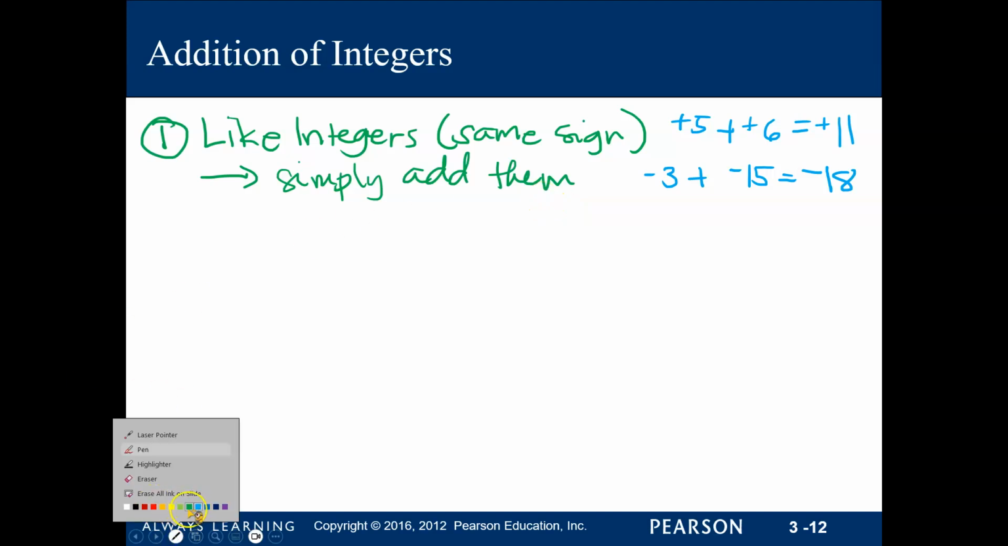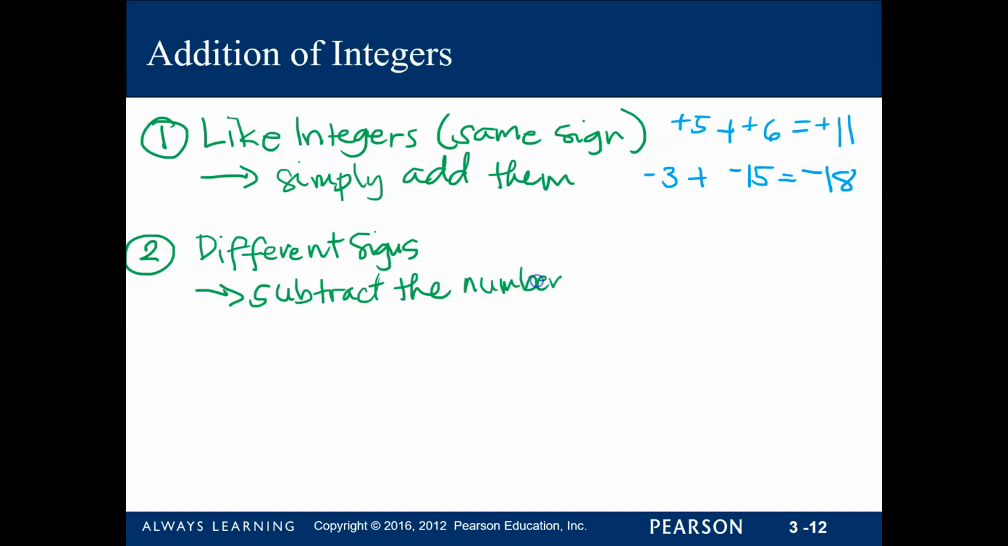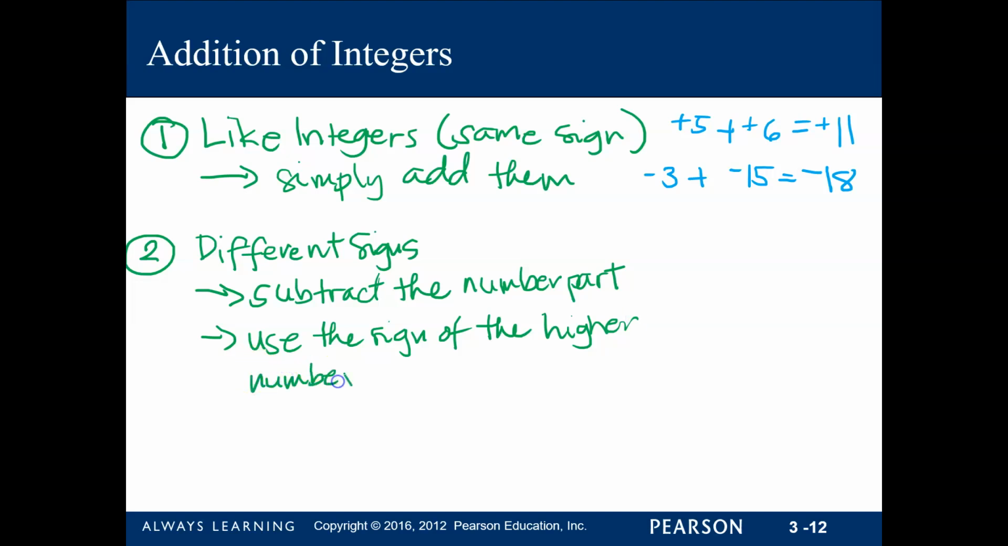Now, the second rule is if you have different signs. Basically what you will do is subtract the number part, and then the sum will use the sign of the higher number. So how does this work?